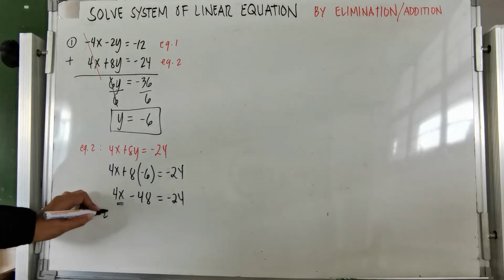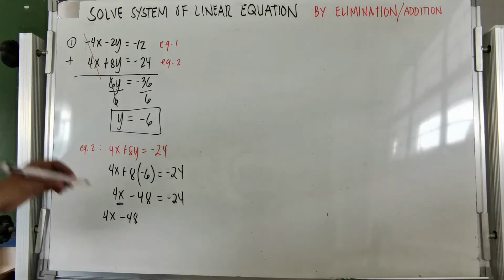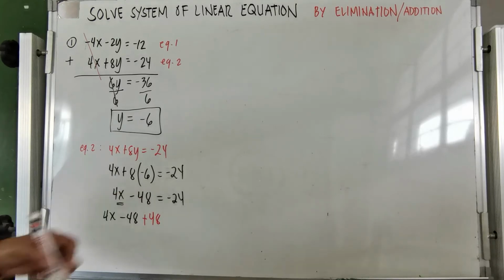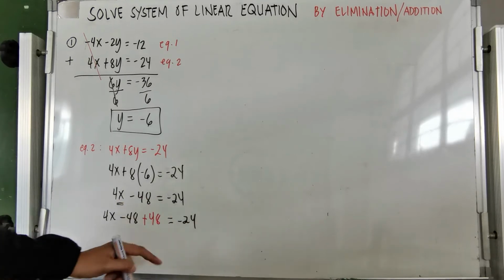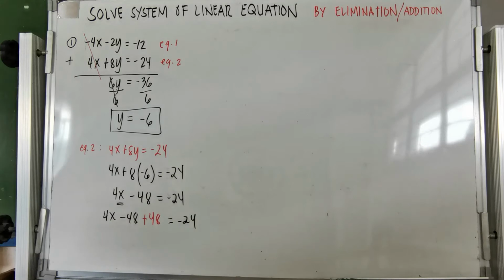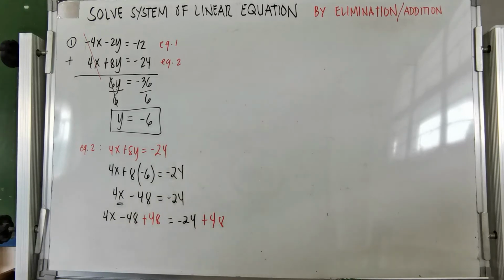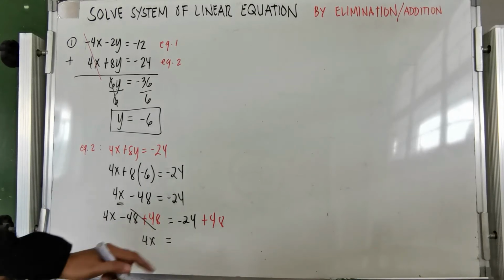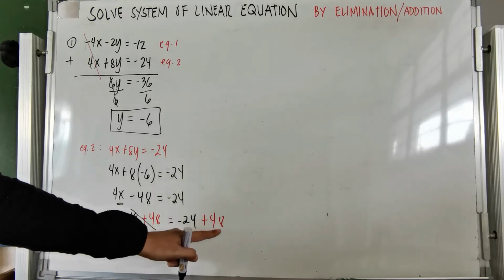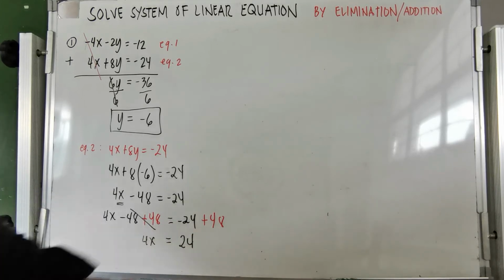So, we have 4x minus 48. Then, i-add ko siya sa positive 48 para ma-eliminate is equal to negative 24. Then, kung ano yung in-add ko dito, yun din sa kabila. Since siya ay equal. So, we have positive 48. Then, simplify. Ibig sabihin, makakancel ko na to. So, ang matitira na lang dito ay 4x equals negative 24 plus 48. We have positive 24. Since mas malaki yung 48.